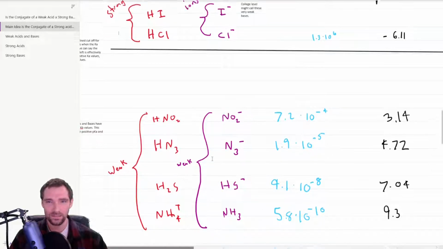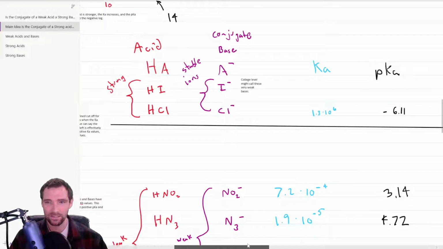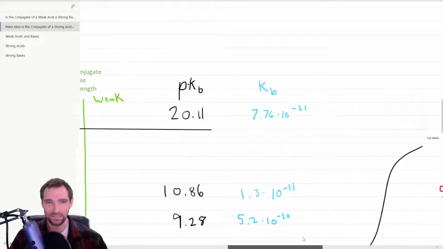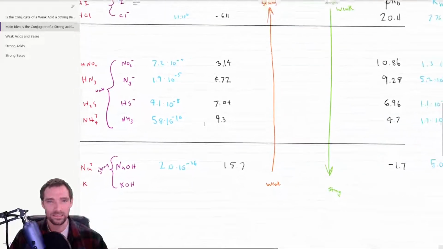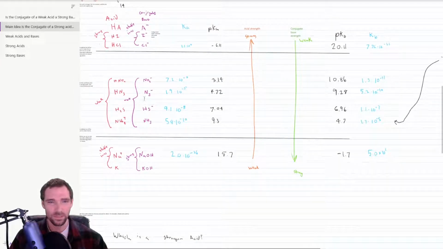I will talk about these Ka and pKa values in a little bit for the strong acid, but they're kind of the exception to the rule, because it's pretty clear when you look at your weak acid base pairs that, okay, this guy right here is a pretty strong acid.